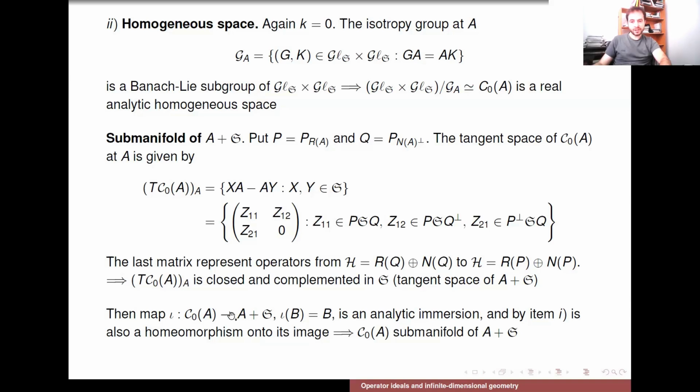So then, using the first item about the continuity of the local cross sections of the map induced by the action, we can also show that the inclusion map is indeed an embedding. So we get that C0, and the same is true for all the other orbits, are submanifolds of this affine space.